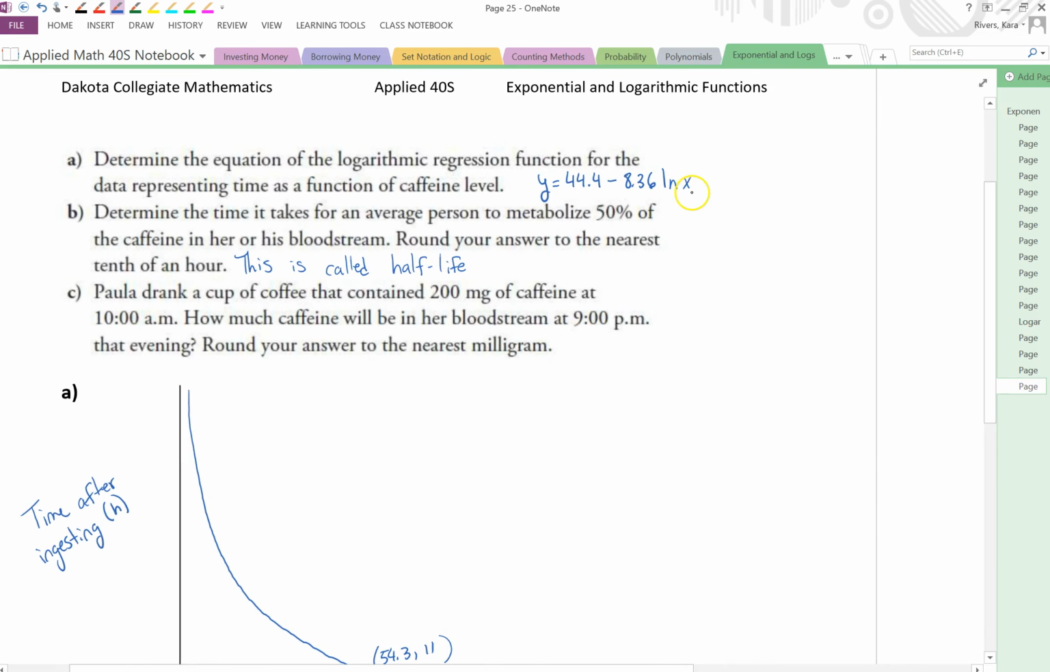So once you're done that, come back and check with my answer, and you'll see the regression equation here. You've got your natural logarithmic equation. For B, we're determining the half-life to the nearest tenth. So when something metabolizes 50% of the caffeine, we'll see half-life with chemicals. Caffeine is a chemical, but if you're looking at the periodic table, half-life means that half of it is gone. So how long it takes for it to be half from its original state.